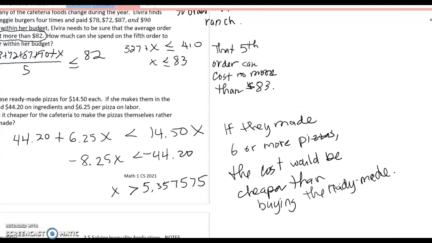Solving for x, we get x is greater than 5.357575. Again, we need to round that appropriately. We're trying to figure out how many pizzas they would need to make for it to be cheaper than buying the ready-made pizzas. So we're going to round this up to 6, because if we round this down to 5, following normal rounding rules, then it would not work for our inequality. So if they made 6 or more pizzas, the cost would be cheaper than buying the ready-made.